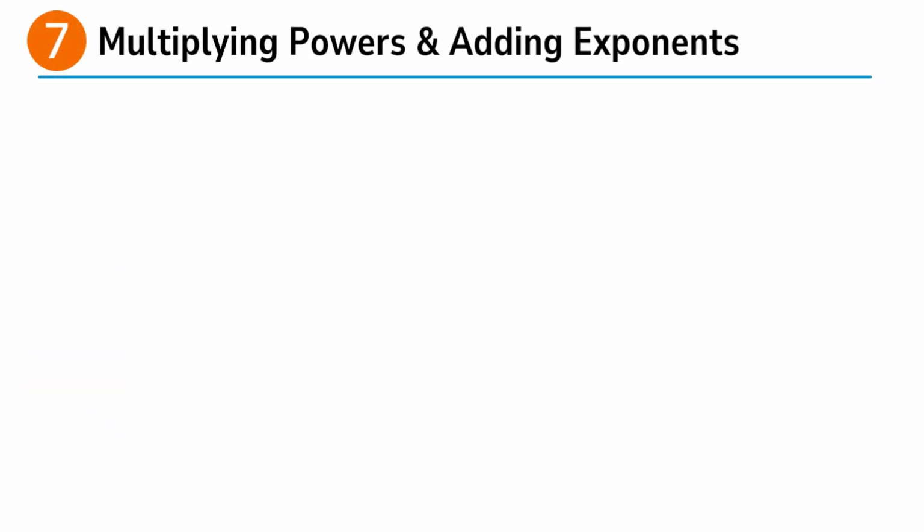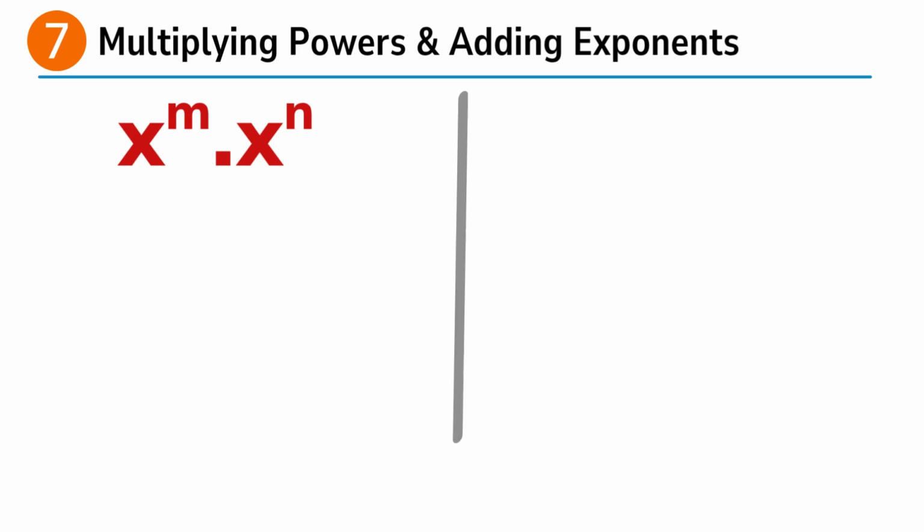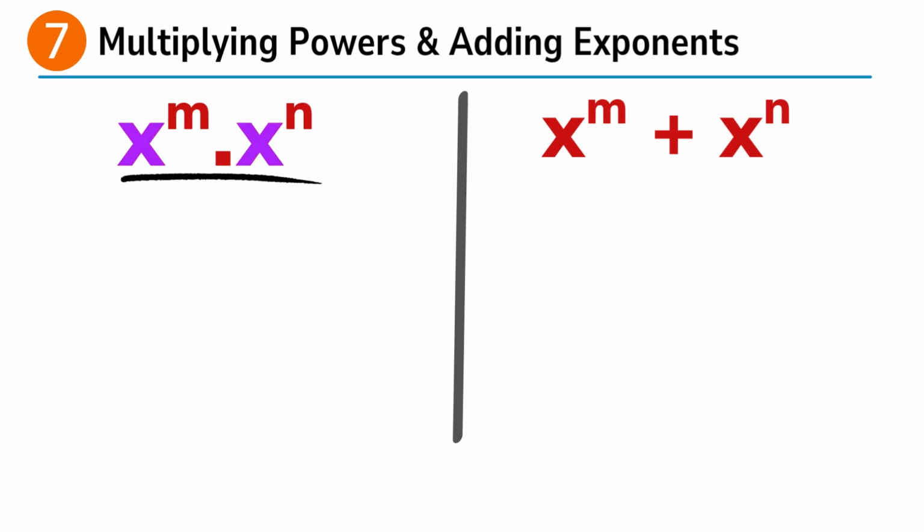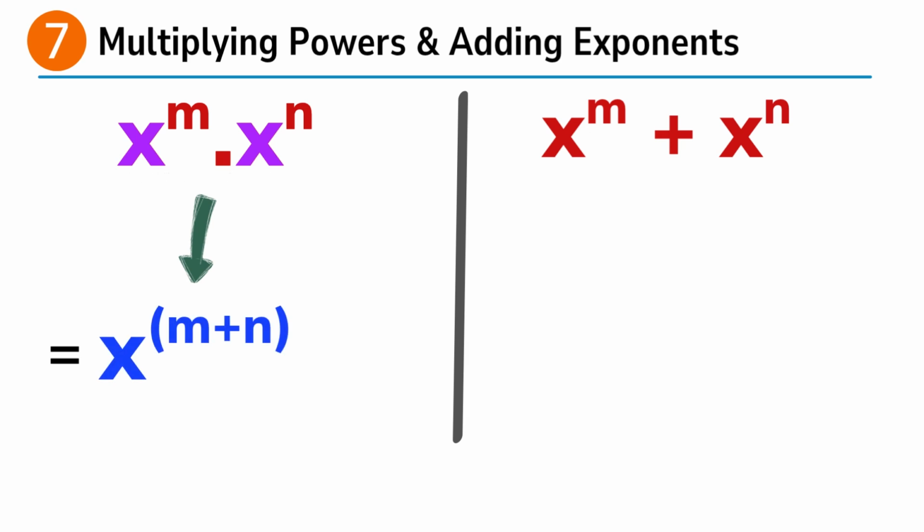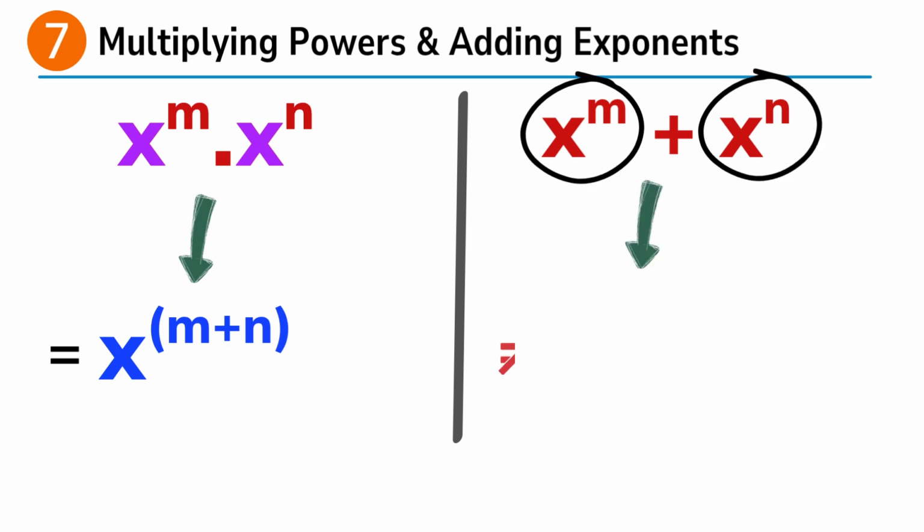7. Multiplying powers and adding exponents. Next one, x to the power m dot x to the power n versus x to the power m plus x to the power n. If we have the same base, multiplying powers means we add the exponents. Therefore, for the first expression, we get x to the power of m plus n. But if we are adding powers, like x to the power m plus x to the power n, that does not equal x to the power of m plus n. We can't just combine exponents in addition. Addition doesn't follow the same rule.